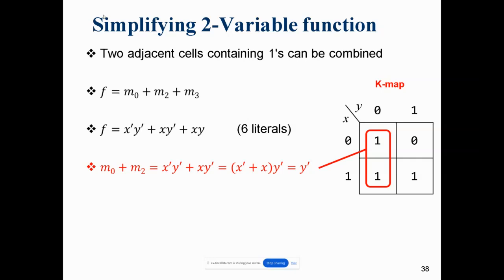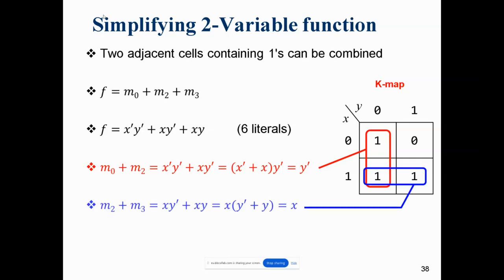m2 plus m3. Okay, so now we have solved m0 plus m2. Now we look at m2 plus m3, which is actually the blue one. In the blue one, m2 is 1 0, x y bar. m3 is 1 1, x y. Take what's common: x, y bar plus y, which is 1. So this is the algebraic manipulation.